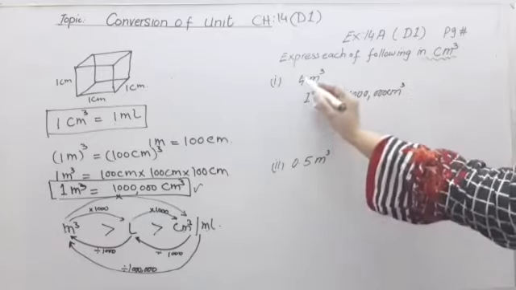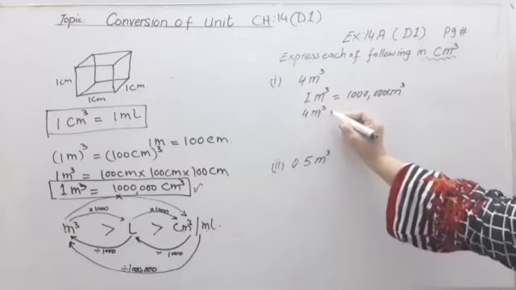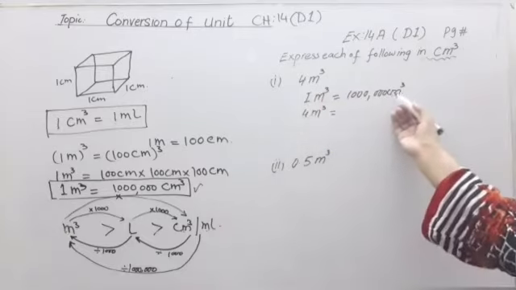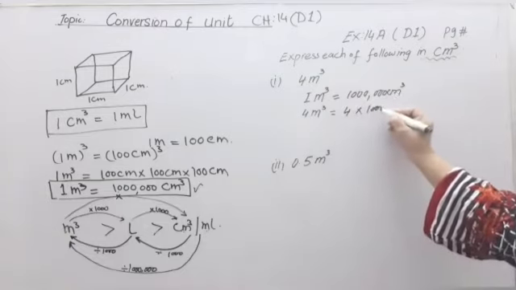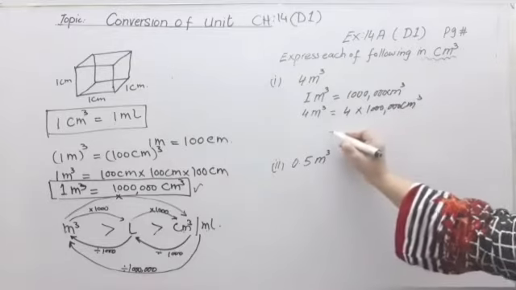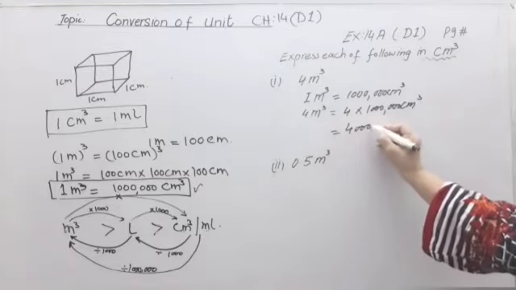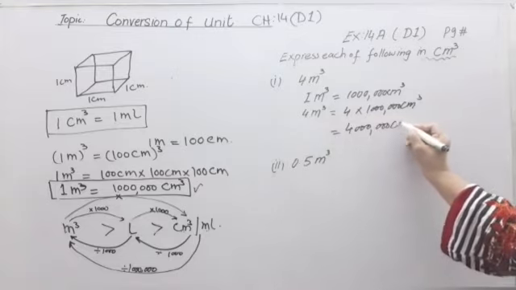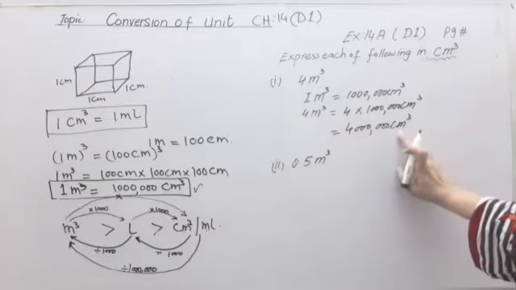If I multiply 4 with this, 4 ones are 4, so we need 4 cubic meter in cubic centimeter. We just multiply 4 by 1 million cubic centimeter, and we get 4 cubic meter is equal to 4 million cubic centimeter, and we say it in cubic centimeter.